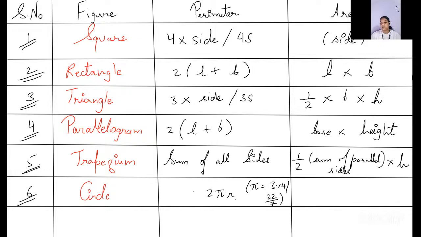Okay, formula for the area of the circle. Pi r square. That's right. Pi r square, square of the radius. All right. b is base, h is height, l is the length.